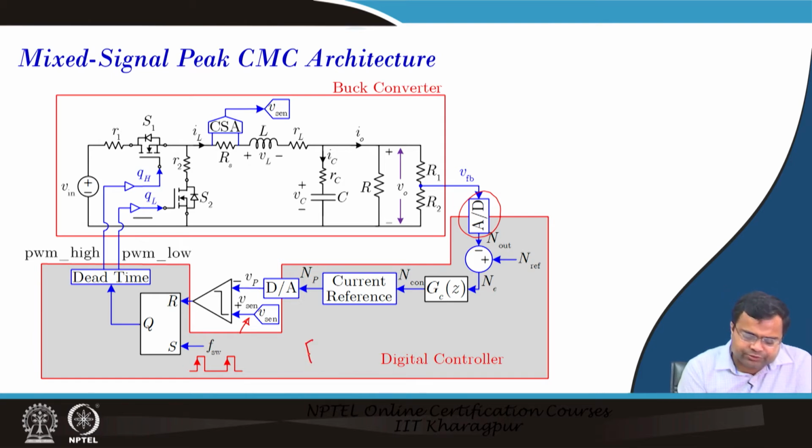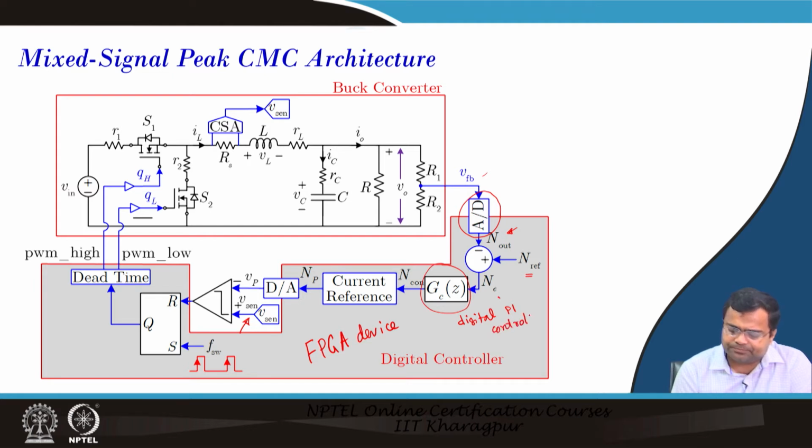Here we will be using an FPGA device for implementing this digital control. The FPGA device will take the digital data from the ADC, and this N out is the digital number corresponding to the output feedback voltage, that is the analog signal. Then we have a reference command, then the error voltage, then it goes to the compensator, and we are talking about a digital PI controller for current mode control.